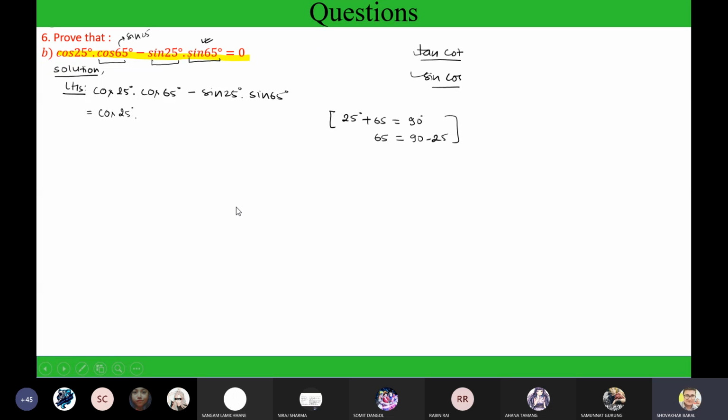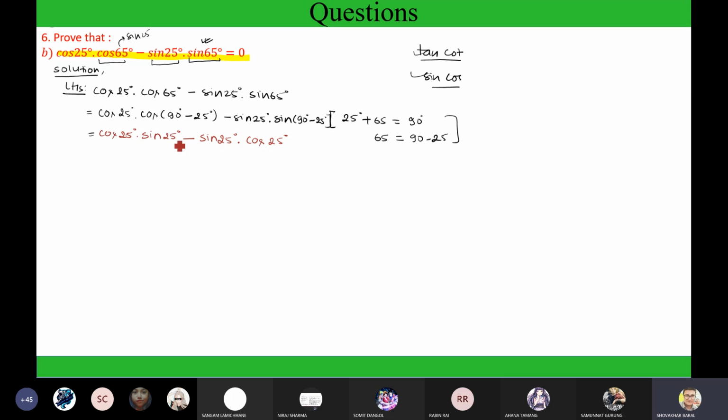Okay, so cos 25 degree, cos 65 degree. Let me change this cos 65, that is cos(90 minus 25), which is sine 25. And let me change this 65 again here, sine(90 minus 25 degree). So this will be equal to cos 25 degree times cos(90 minus theta) is sine theta, so sine 25 degree, minus sine 25 degree times sine(90 minus theta) is cos theta, that is cos 25 degree.